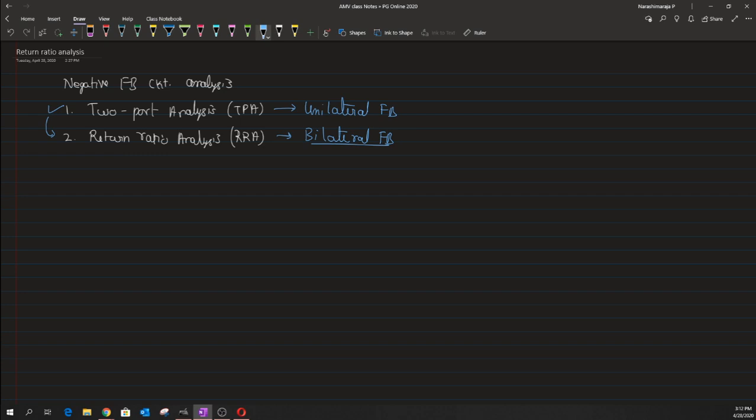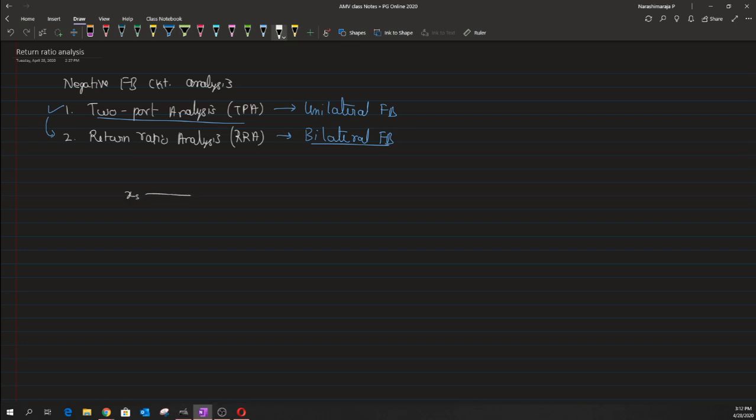But let me emphasize the flaws that we would end up having when we use this TPA, that is, considering the feedback network along with the basic amplifier propagating the signals only in one direction. Let us talk about the flaws that we have when we use this TPA analysis. Later, to rectify those flaws, we use the return ratio analysis, and later we'll use this analysis to compute what is known as a loop gain expression.